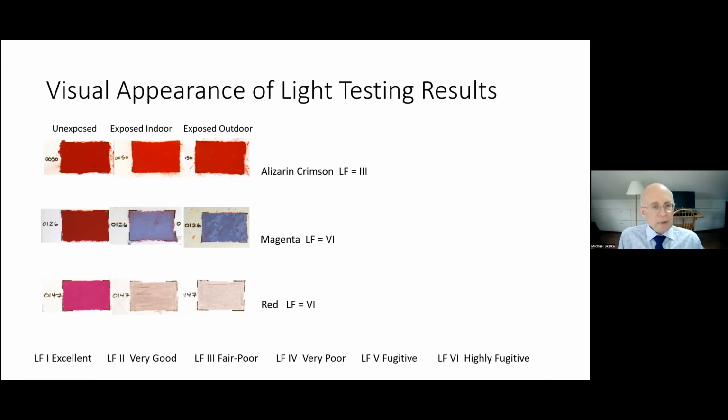There's another sample of alizarin crimson at the top. It also faded to some extent. The magenta, as you can see, went from a red hue to a sort of bluish purplish hue. So that failed in the high fugitive range.